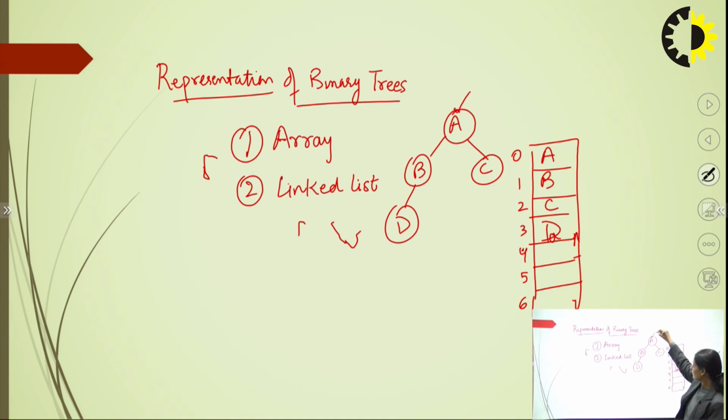The root always takes the kth position, the kth index number. So this kth position is always occupied by the root node, and the left node occupies the 2 into kth position. And the right node always occupies the 2k plus 1 position.